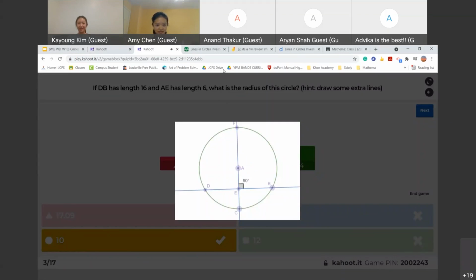Okay, this one, so really quickly, DB, this whole thing, is 16. We know that DE and EB are equal. Both are 8. Now, AE is 6. So one of the many radii on the circle is this one, right? So now I'm just gonna use the Pythagorean theorem. And yay, this is 10. How do I erase? I was trying to find a diameter.